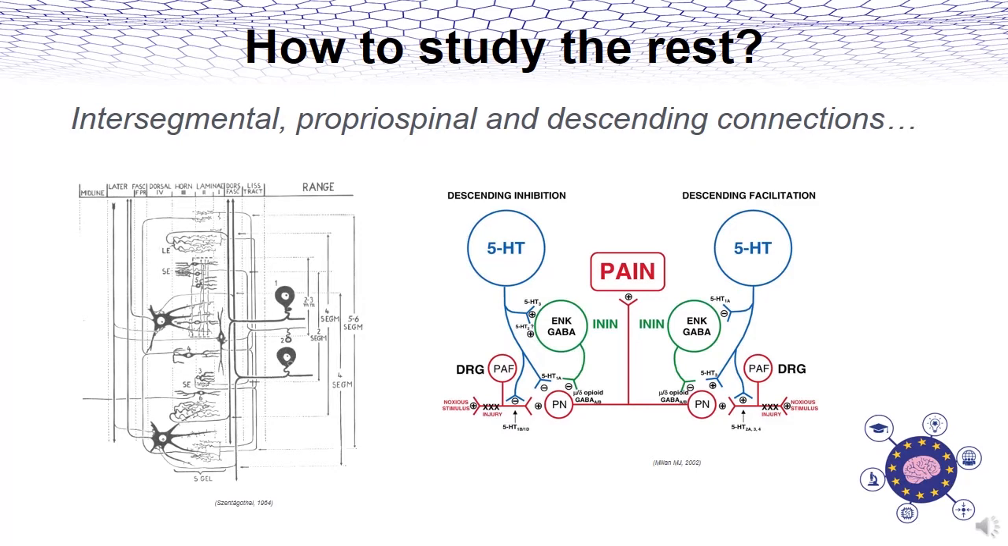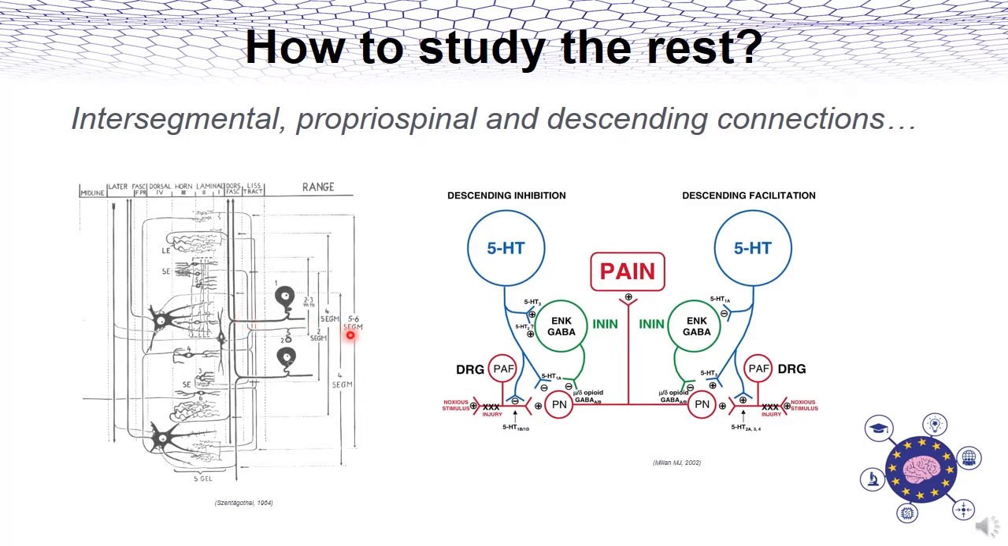However, the segmental organization of the spinal cord implies that neurons in a particular segment are likely influenced by neurons in neighboring segments. Indeed, early staining studies revealed short and long-range intersegmental propriospinal connections.